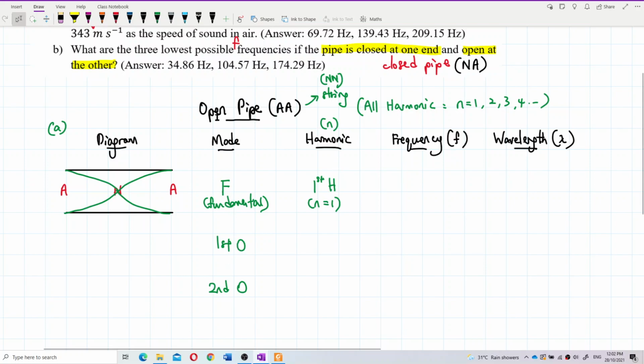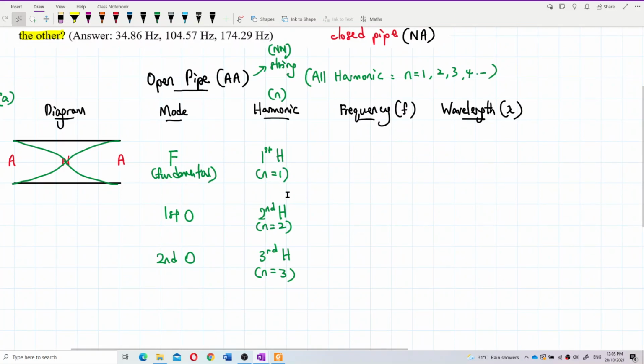Since an open pipe has all harmonics, it has all values of n. We start with the first harmonic, then it must have the second harmonic because it has all harmonics, and then we have the third harmonic. So the second harmonic is n equal to 2, and the third harmonic is n equal to 3. Understand? So the fundamental mode is the first harmonic, the first overtone is the second harmonic, then the second overtone is the third harmonic.